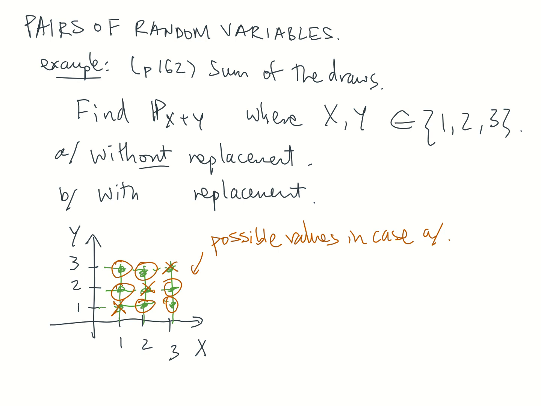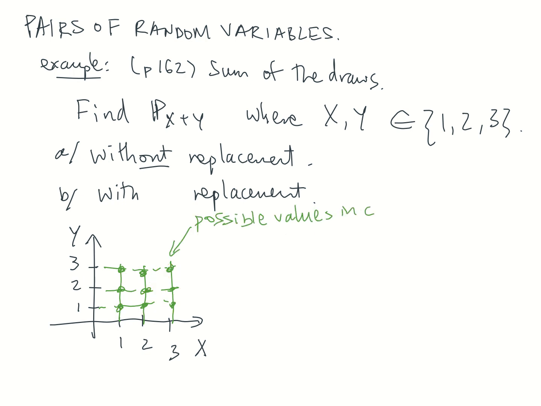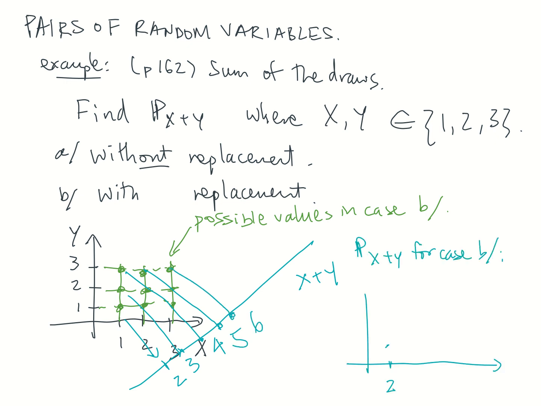If we're sampling with replacement, then we can get all 9 points on the grid. And so the distribution of X and Y in this case is uniform on these 9 points. On top of this picture, we can visualize the distribution of X plus Y as drawn in your book. This makes it easy to compute the distribution of X plus Y in each case.